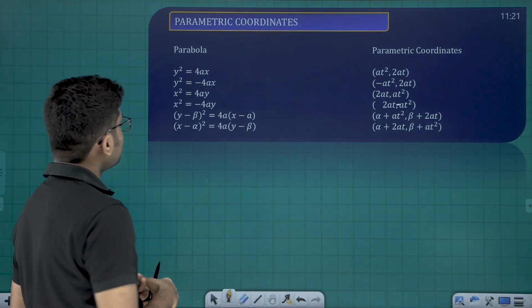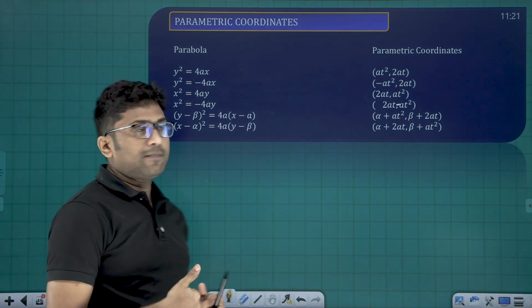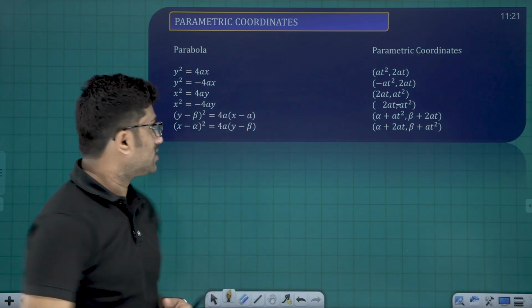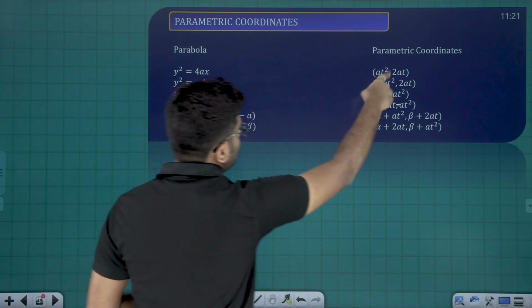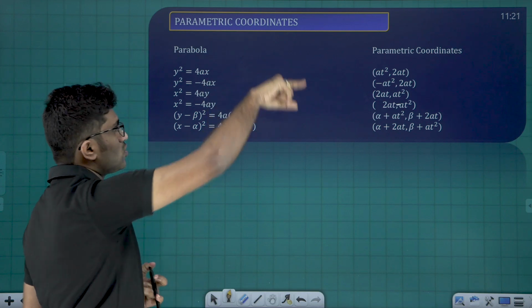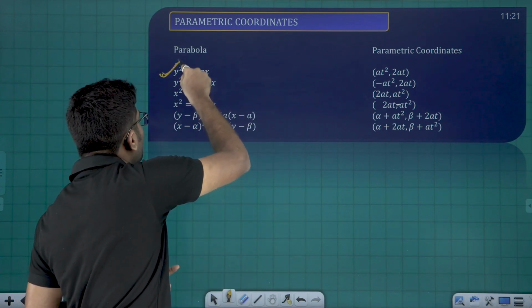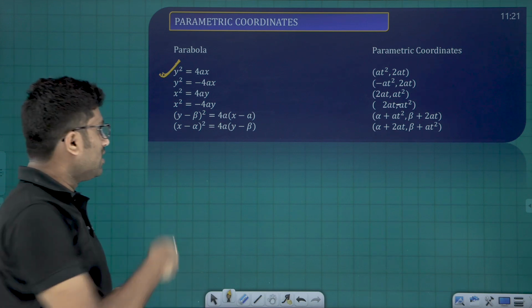Next, different forms of the parabola with their corresponding parametric coordinates. So for y square equals 4ax, it is (at square, 2at). For y square equals minus 4ax, it is (minus at square, 2at). If you know one form, just by using symmetry, we can get all the remaining.